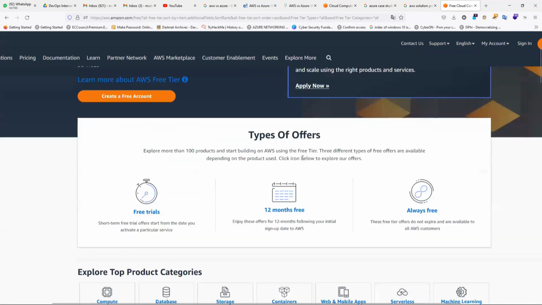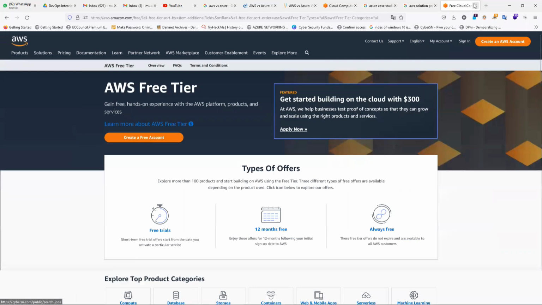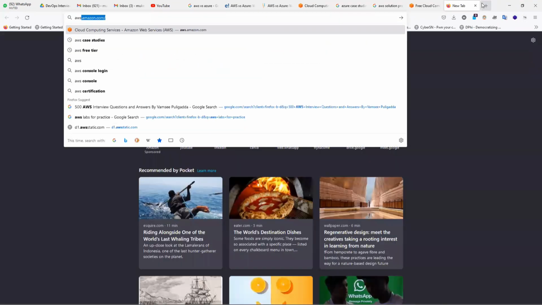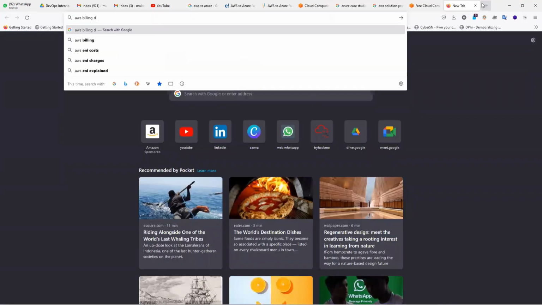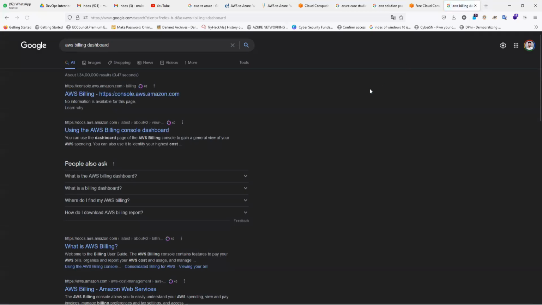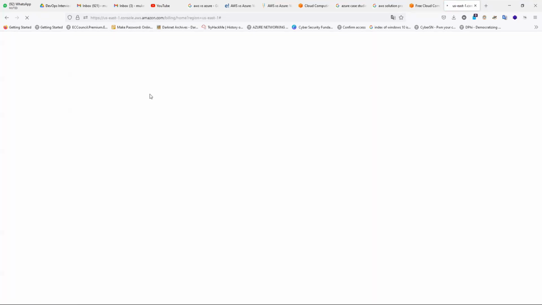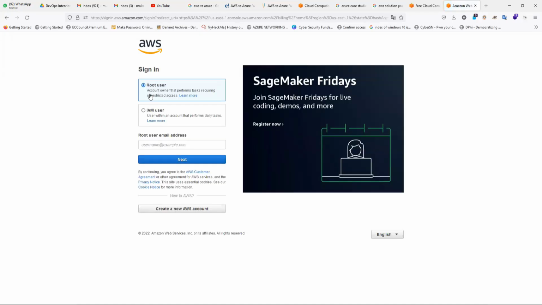So what you can do is log in to your account and check your billing dashboard. You can just search for AWS billing dashboard and log in to your account. You will get all the details, like what charges are taken, like which service you have forgotten to shut down. That's why the charge is coming in a continuous way. That is why I'm telling you.